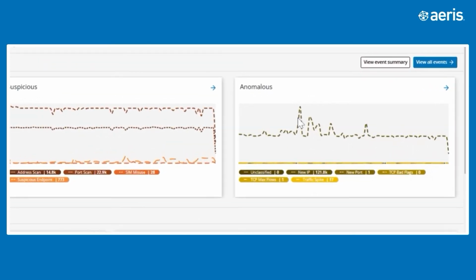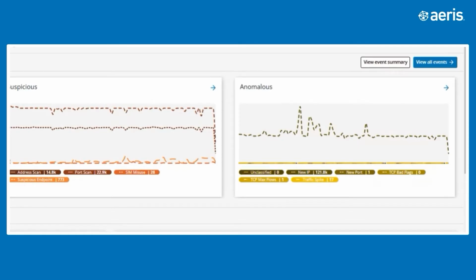Anomalous events capture unexpected or unusual behaviors indicating abnormal activity, including new IPs or new ports, detected when the learnt baseline of the device's behavior has deviated from its norm. TCP bad flags indicate discovery phase compromises, and traffic spikes or TCP max flows are potential signs of DoS attacks.